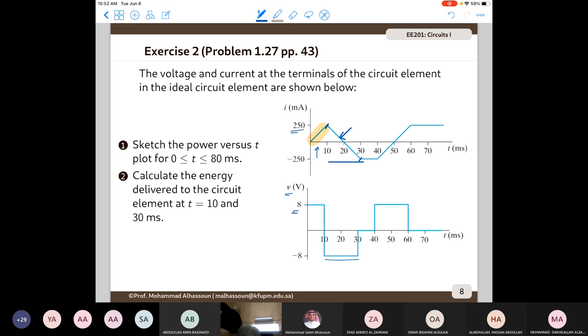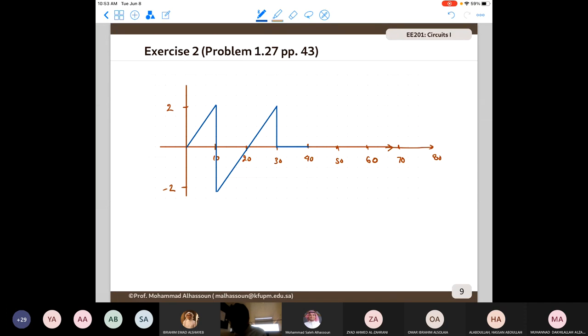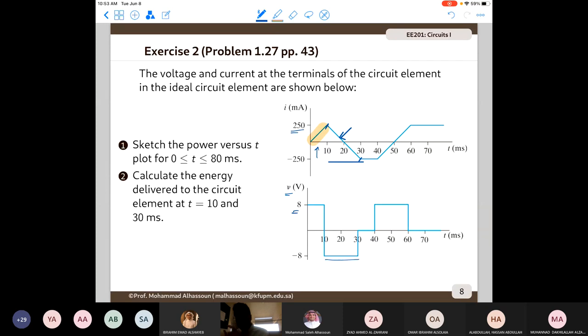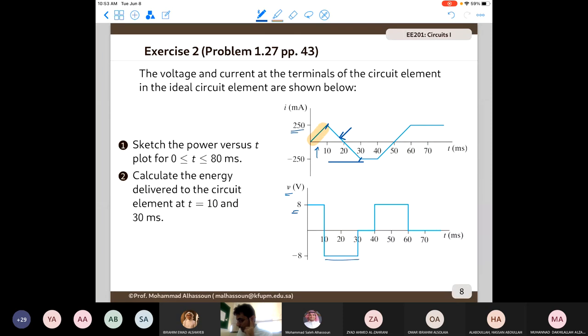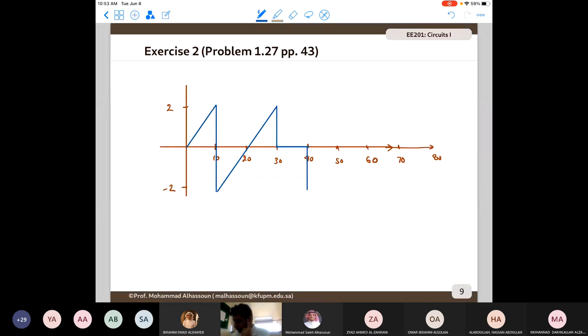Rahim? Question or? No, I want to participate. Okay, go ahead. This interval will be from 40 to 60, right? Yes. So what happens at 40? At 40, it will be something like this. It will start at negative 2, because the voltage is just the scaling factor. The shape is somehow similar to the current shape. So it will be negative 2. Then at 60, it will reach positive 2. So it's going to be something like this.